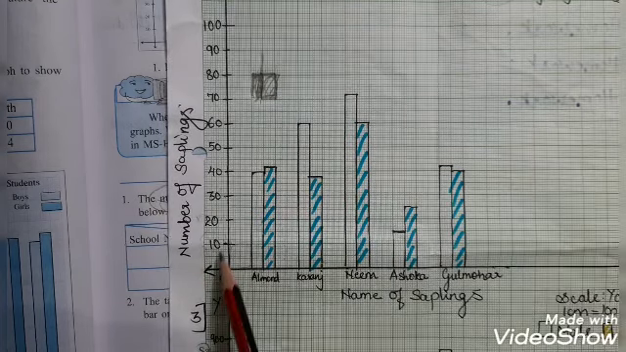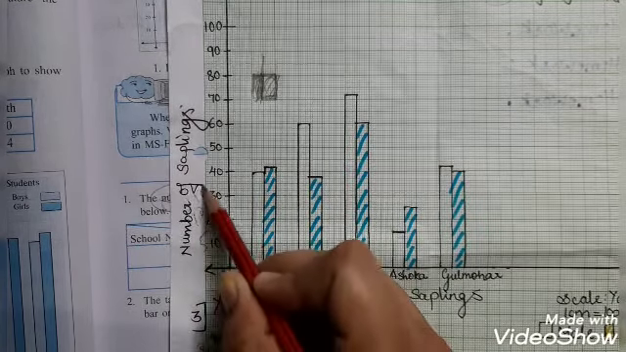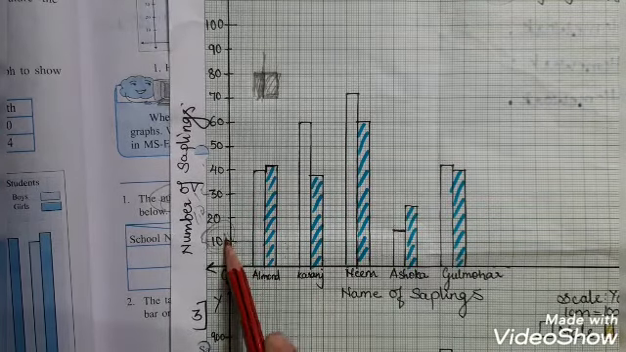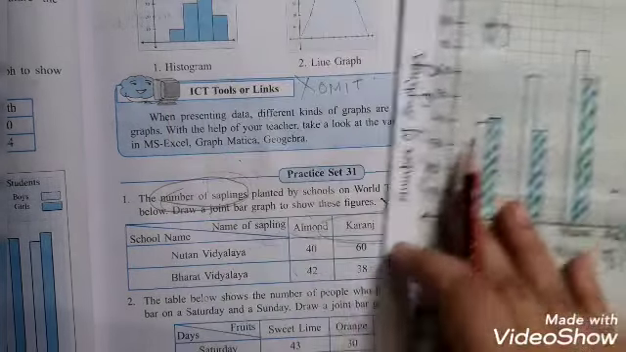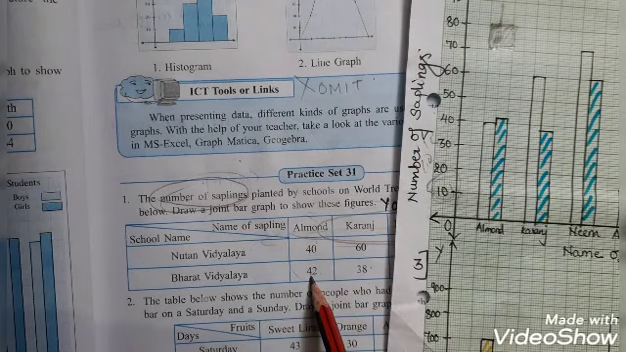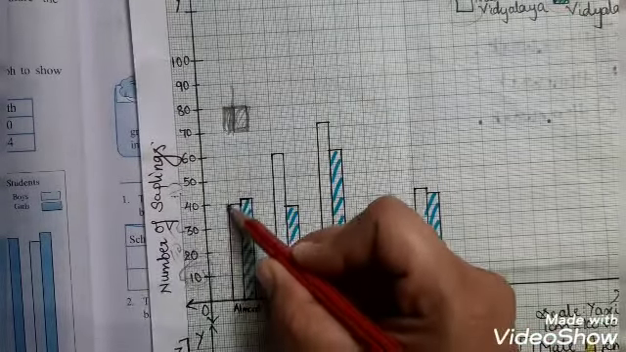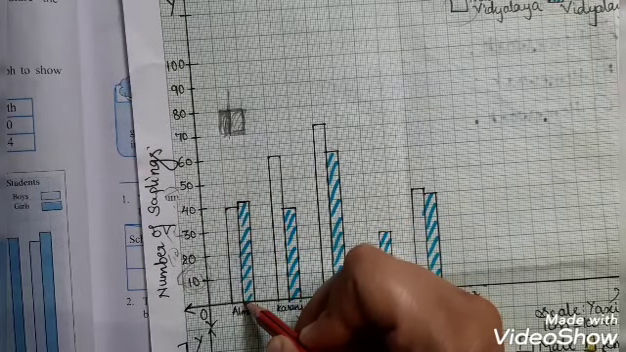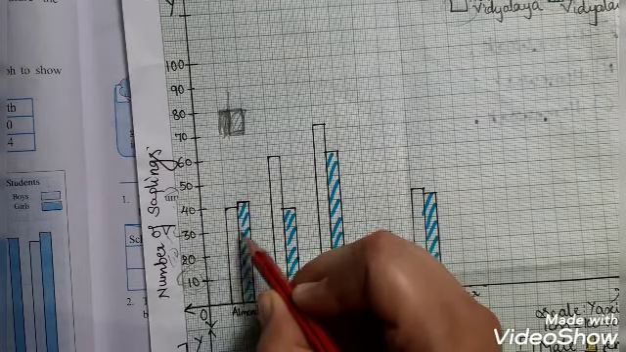Suppose here it was 5, I would have begun from 5, 10, 15, 20 and so on. But since it is 10, I have to begin from 10 only: 10, then 20, 30 and so on. Now the first is almond. Almond has 40 for Nutan Vidyalaya and 42 for Bharat Vidyalaya. So for Nutan Vidyalaya I will first plot 40. See, I have drawn up to 40, only half of one box. You can see the other half is 42, so I have drawn up to 42. Now both I have to indicate separately.